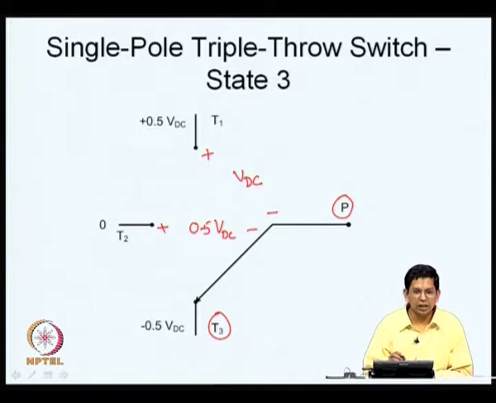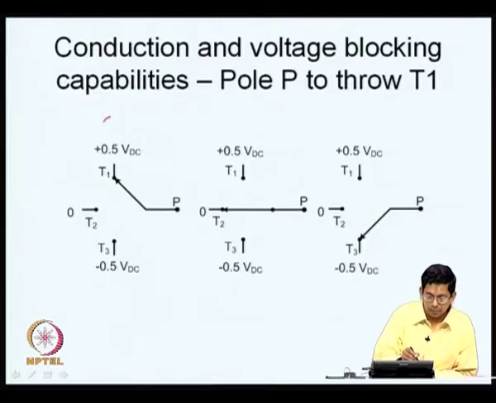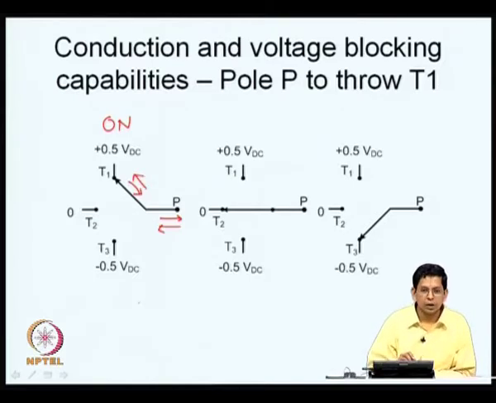Let us go further and try to realize the switch between P and T1. Let us see the kind of devices we need between P and T1. Here I have now given all the 3 states together. This is the on state as far as the switch between P and T1 is concerned. So, the current can be in either direction, and this switch should be capable of conducting in both directions. This is the requirement on the switch or switches, the devices that come between P and T1. They should be capable of conducting in either direction.